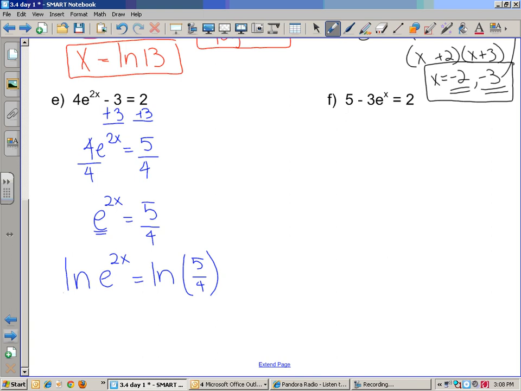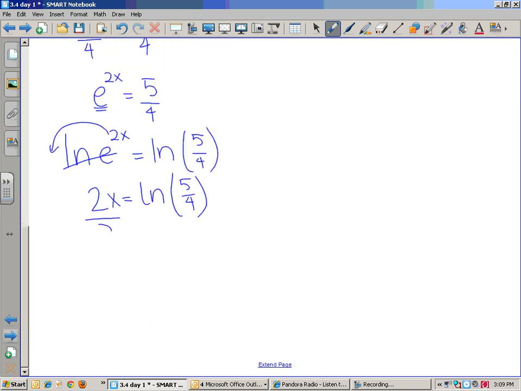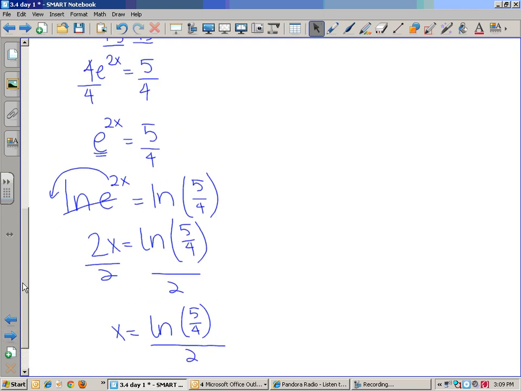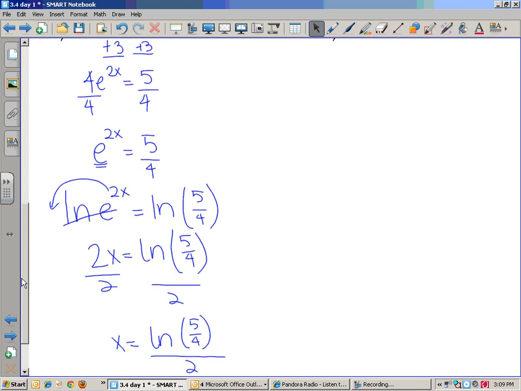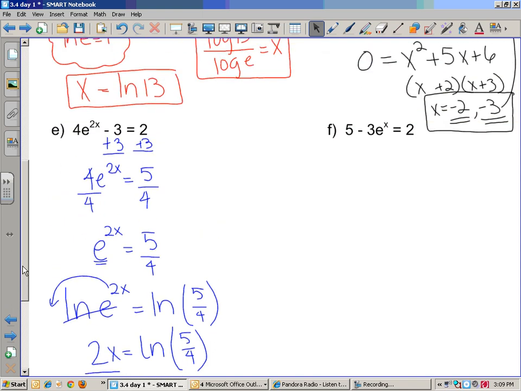which means this side becomes just 2x is equal to the natural log of 5/4. And now I just want to divide both sides by 2. And so I get x is equal to the natural log of 5/4 divided by 2. Now remember, I'm walking you through this right now so you have examples in front of you. So go ahead and copy that work down if you need to. Pause now, or moving on to the next example.